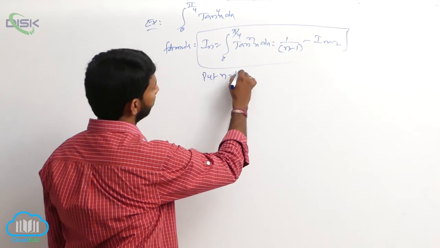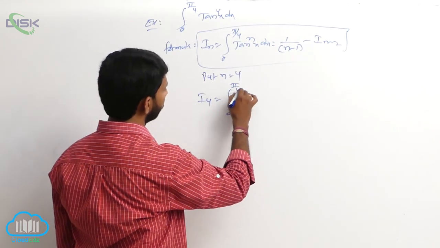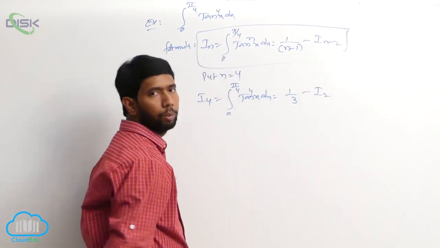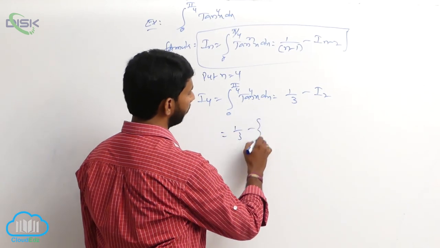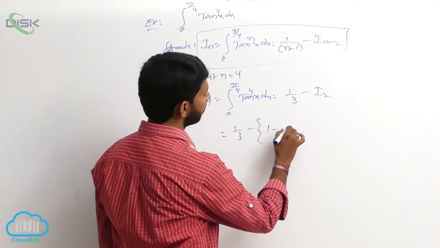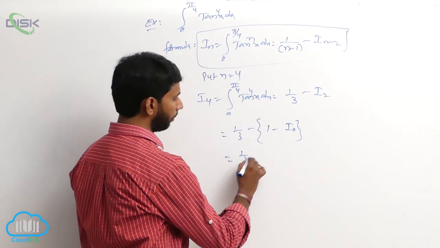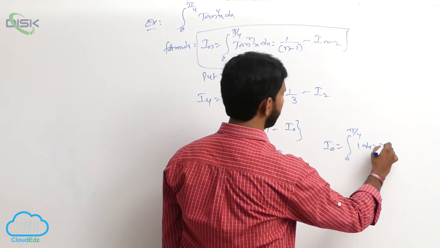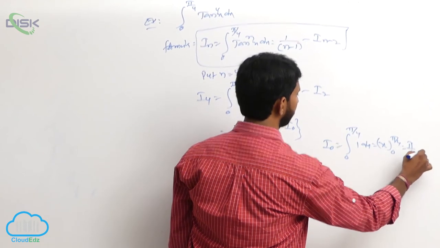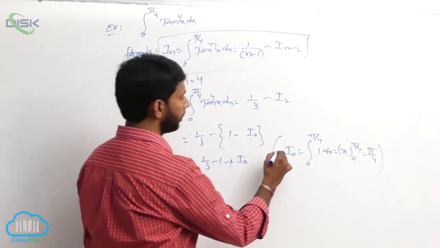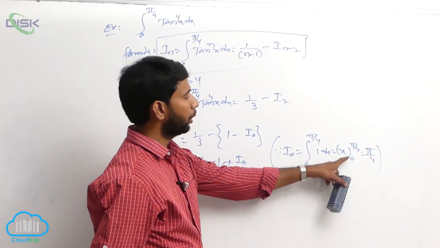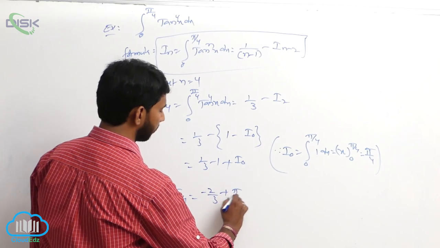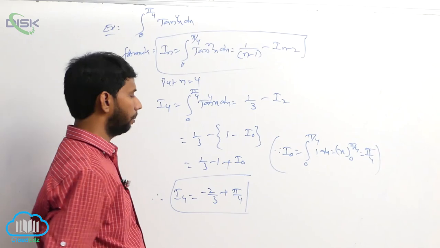Put n equal to 4. That is I4, integral 0 to pi by 4 tan power 4x dx, is equal to 1/3 minus I2. Put n equal to 2, that is 1 minus I0. So 1/3 minus 1 plus I0. Since I0 is equal to integral 0 to pi by 4 of 1 dx, that is x from 0 to pi by 4, the value is pi by 4. Therefore I4 is equal to minus 2/3 plus pi by 4. The value of tan power 4x integral is minus 2/3 plus pi by 4.